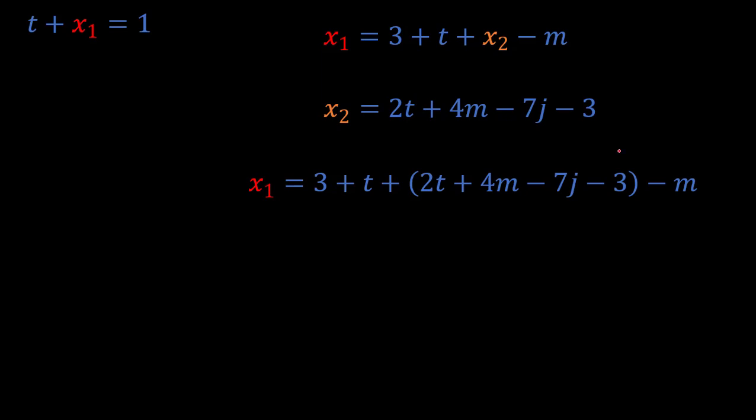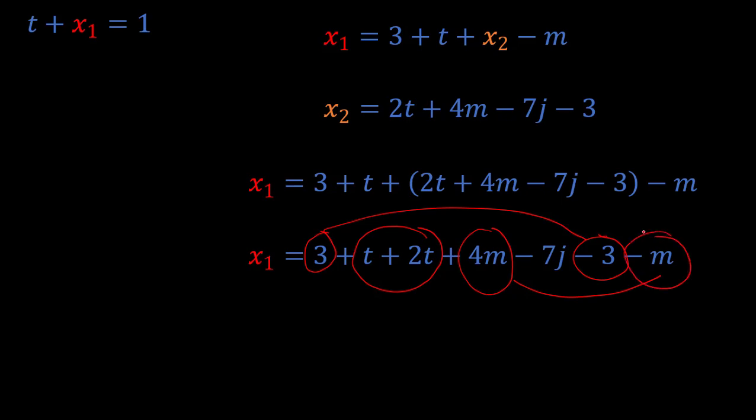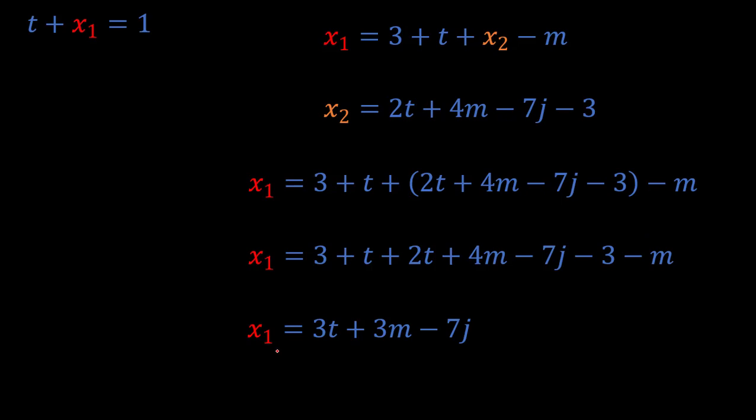And we got a lot of terms here. But first thing we want to do is let's just go ahead and get rid of these parentheses. We're going to need these. Don't need that, because we just got the plus out front. So get rid of that parentheses, and now we're left with several terms that are going to cancel out a bit. So the 3 and the minus 3 here, we got the plus t and the plus 2t, we got the plus 4m and the minus m out here. So we got a lot we can simplify here. So we'll move on to our next step, simplify all that, and we're left with x1 equals 3t plus 3m minus 7j. And that's about as simple as we can get for x1.